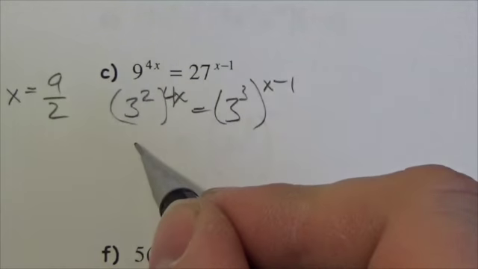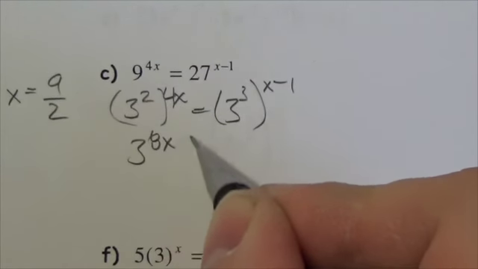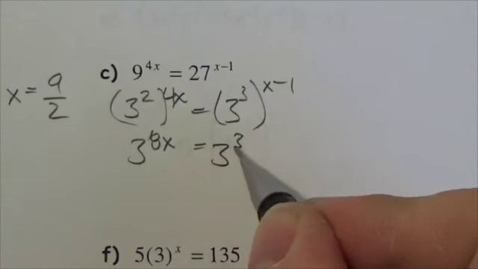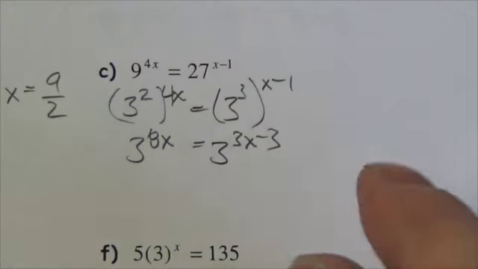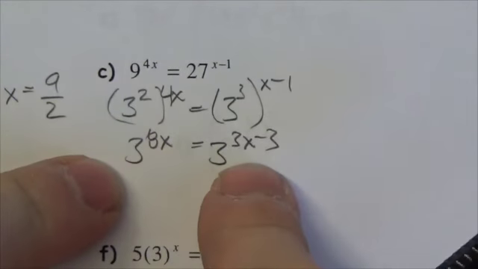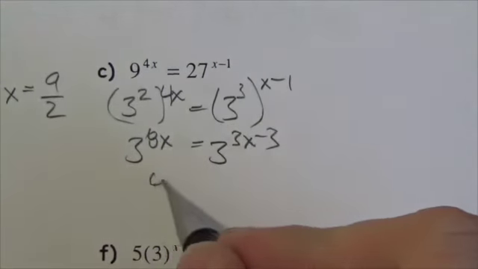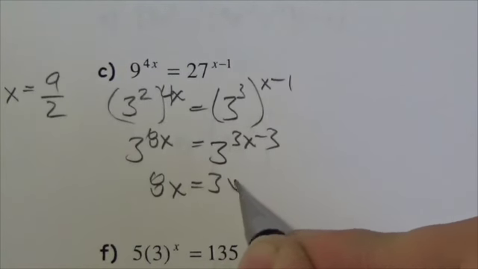But now I'm going to multiply those powers together. So 3 to the 8x. And this is going to equal 3 to the 3x minus 3 because that 3 will distribute to both terms. And now power equals power. Bases are the same, which means 8x must be the same as 3x minus 3.